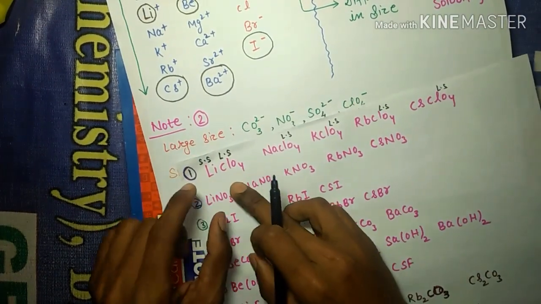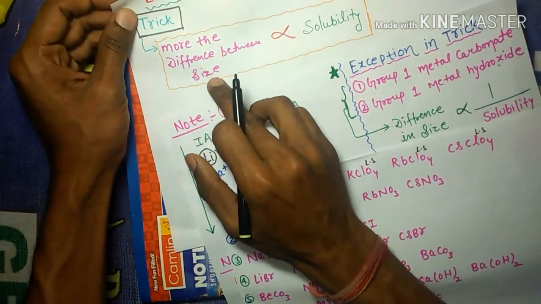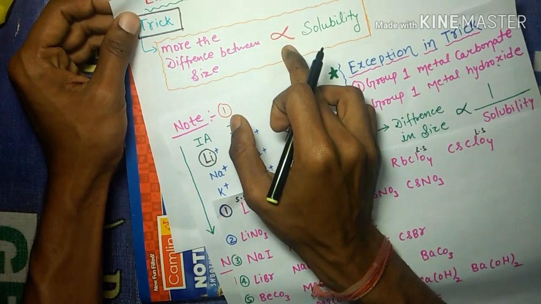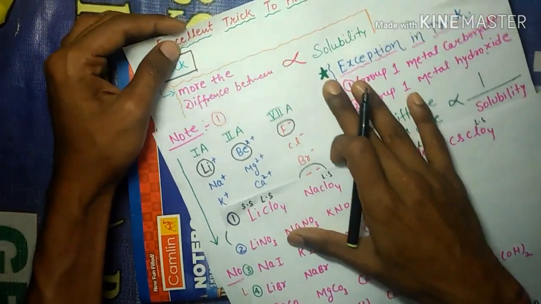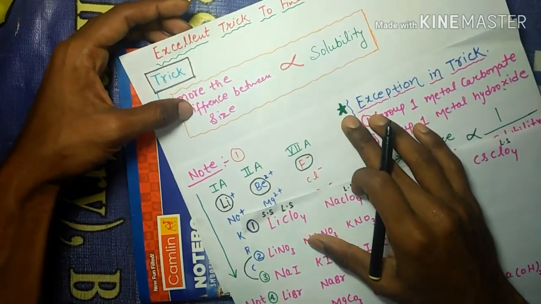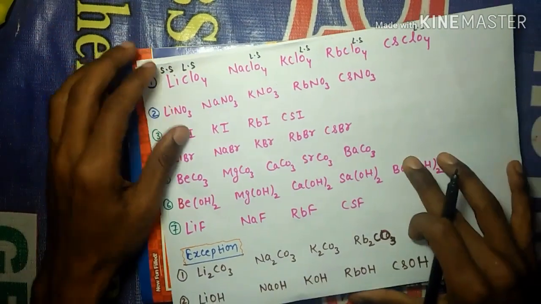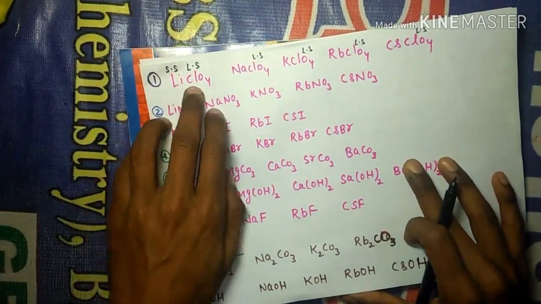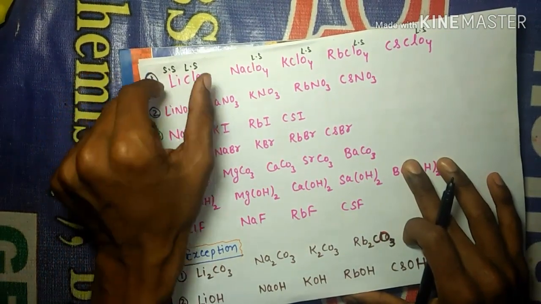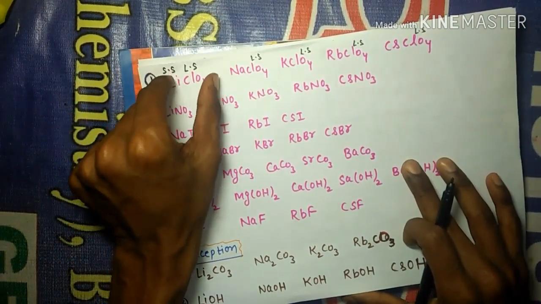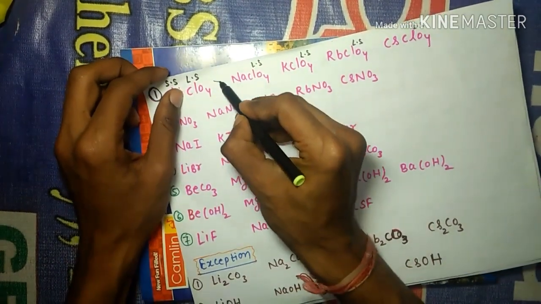Now we see the trick: the more the difference between the sizes, the more the solubility, directly proportional. जितना ज़्यादा डिफरेंस होगा साइज के बीच में उतना ही ज़्यादा उसका solubility होगा. Now we see the question. Li plus and ClO4 minus: this is a large size and this is a very, very small size. So this one has very large solubility. So the order will be like this.